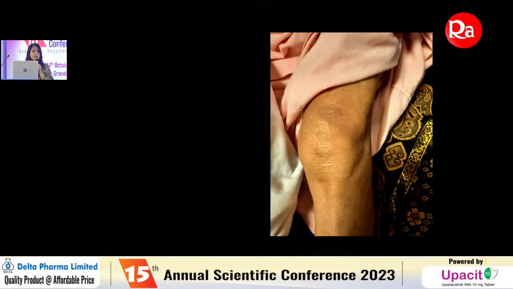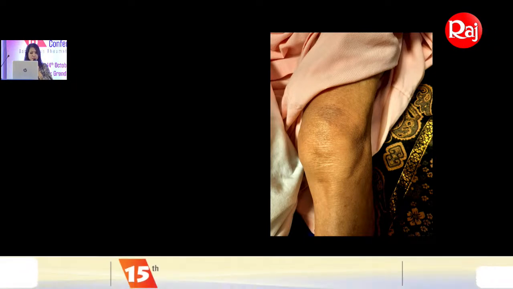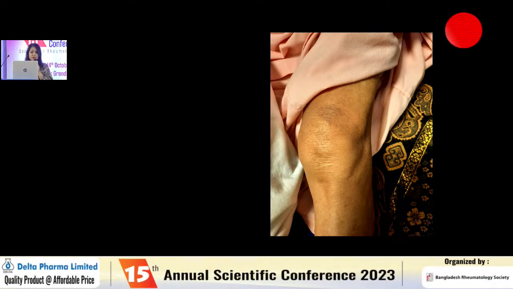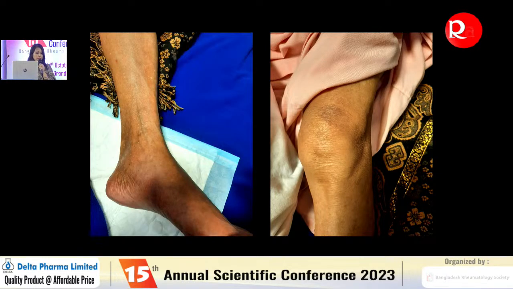And on the same day, this 80-year-old lady presented with oligoarthritis, knee swelling and ankle swelling. She has comorbidities: diabetes, hypertension, a recent myocardial infarction, and pre-existing osteoarthritis. You can see that the patient has knee swelling and ankle swelling as well.